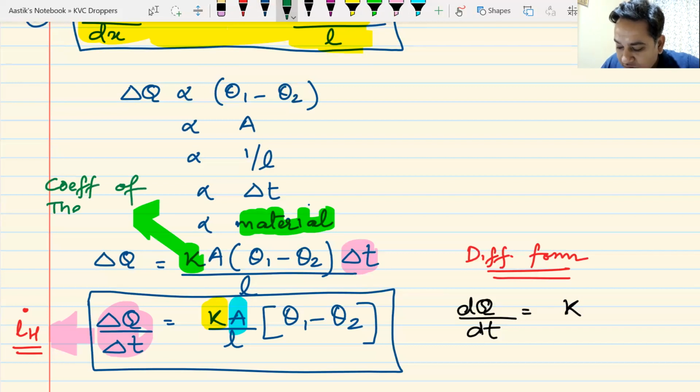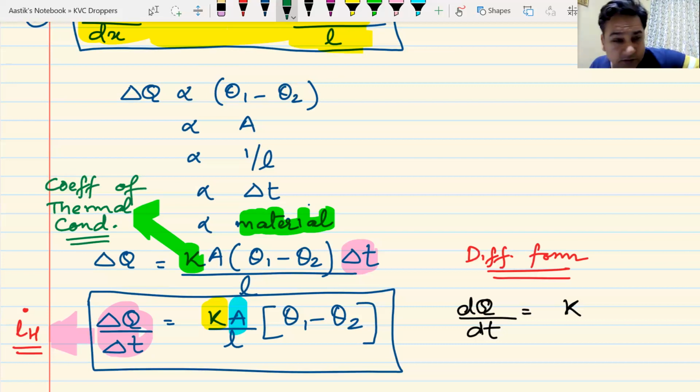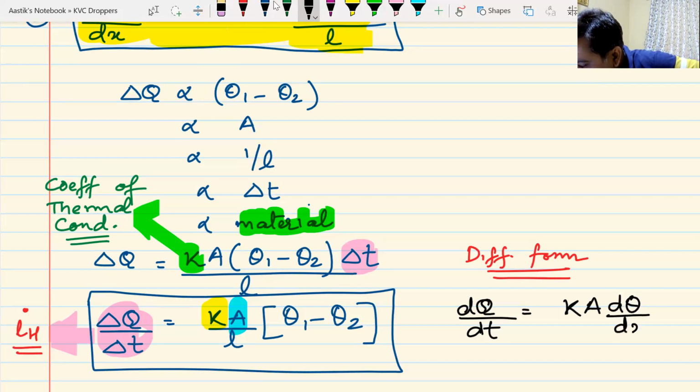You can find out its dimension and its units. I am not going to get into that. I hope you are good enough to understand this. Coefficient of thermal conductivity, K. So dq by dt is K, the coefficient of thermal conductivity of that section, which may be varying, multiplied by A, the area of the cross section, which could be varying, into d theta by dx.